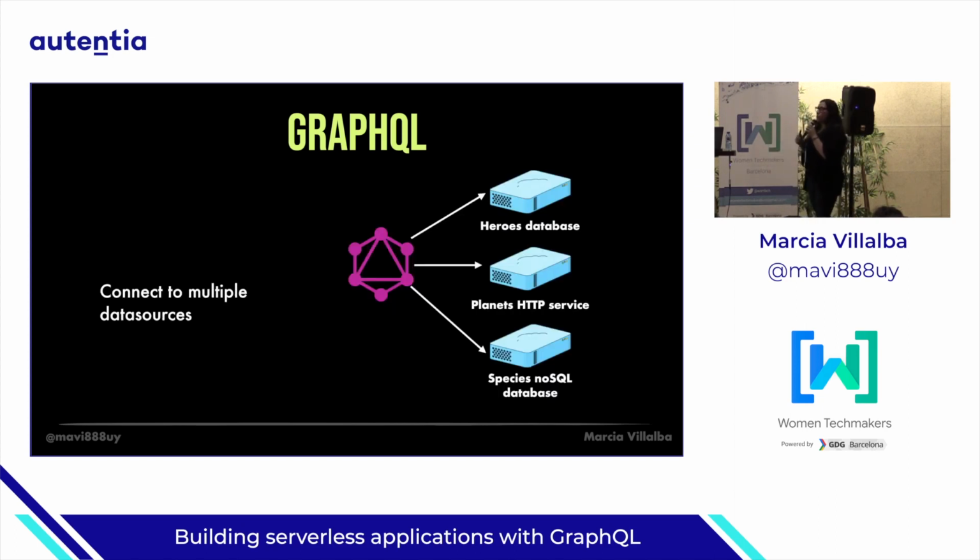GraphQL can connect to multiple data sources, so it's something that goes between your client and whatever is your server. We can call it server, meaning it can be a database, like a SQL database. It can be an existing server. It can be a Lambda. It can be a non-SQL database. It can be an HTTP service. It can be whatever returns you something, like, I don't know, Elasticsearch, if you're doing some weird search thingies, whatever you like, you can connect GraphQL to.